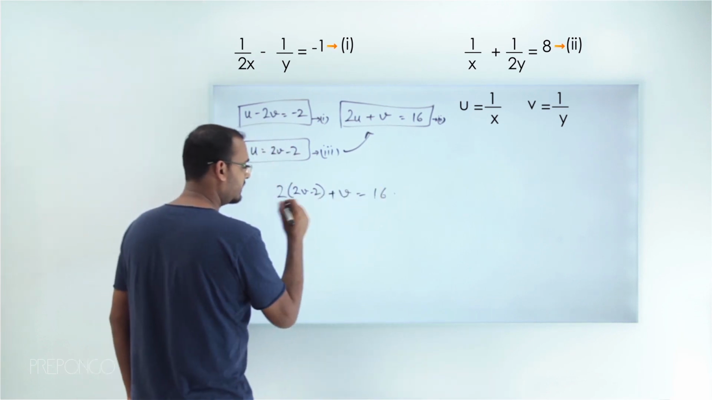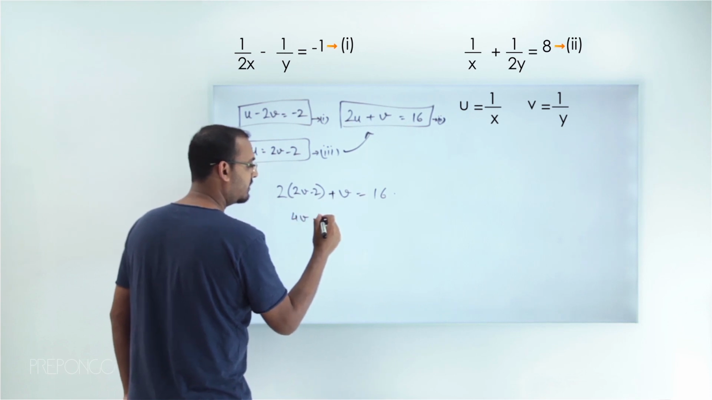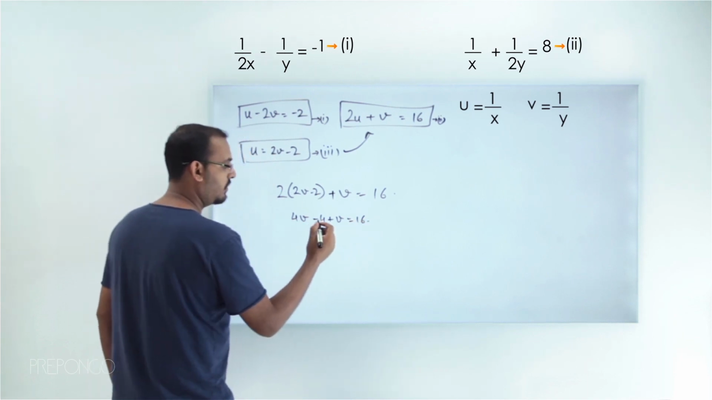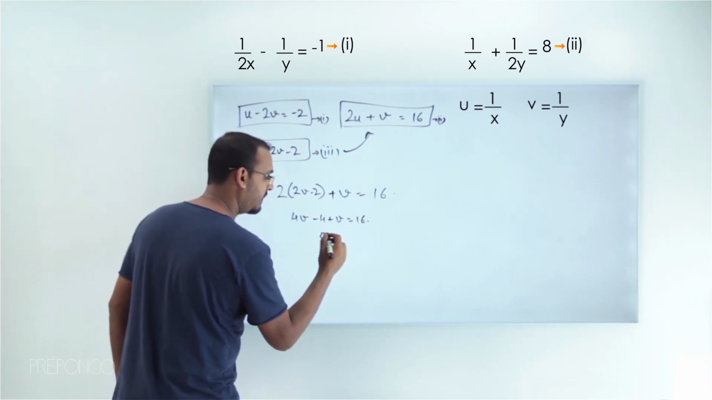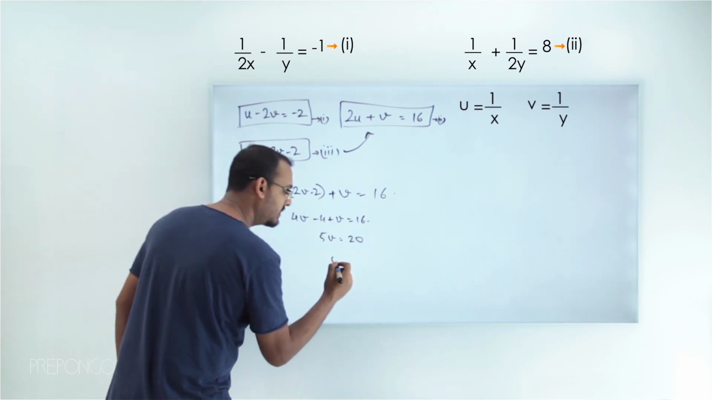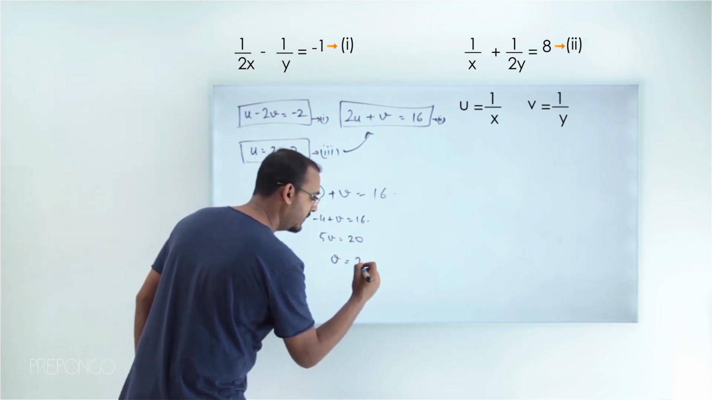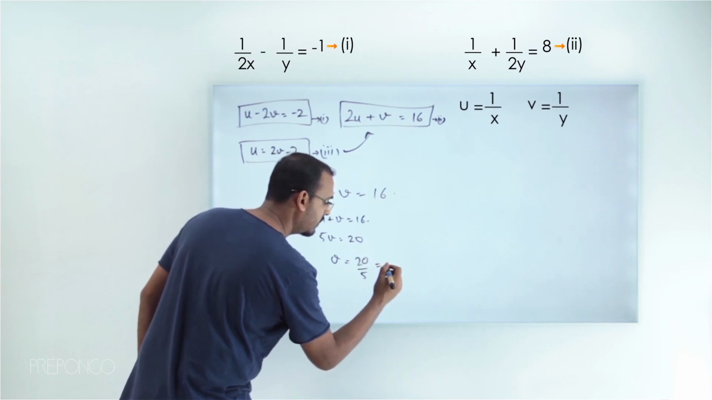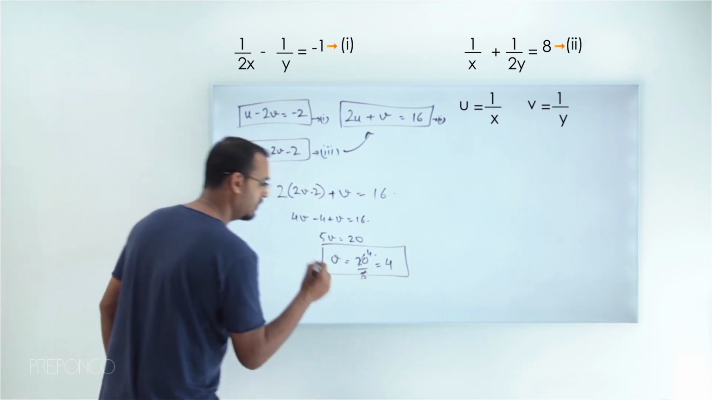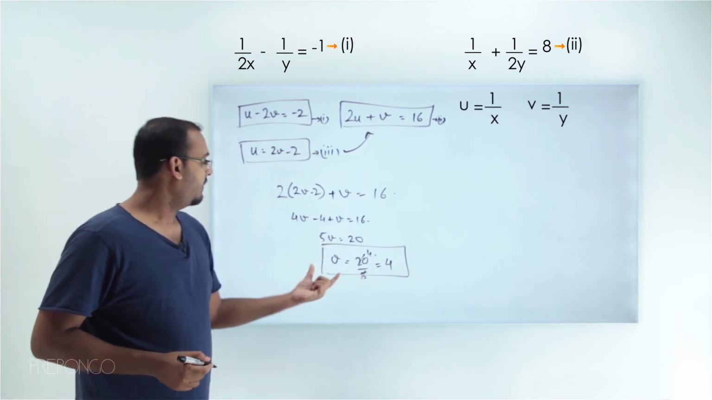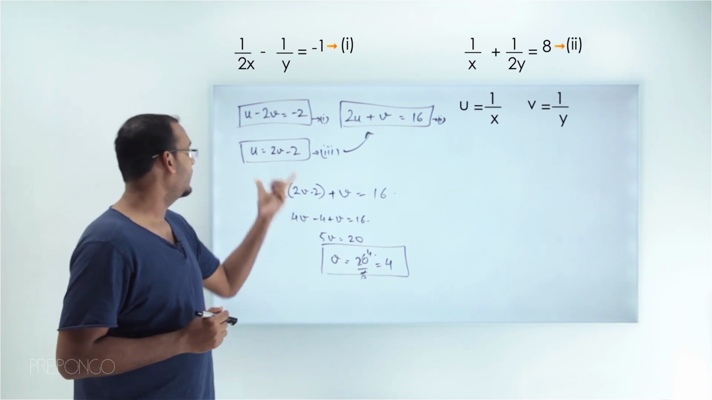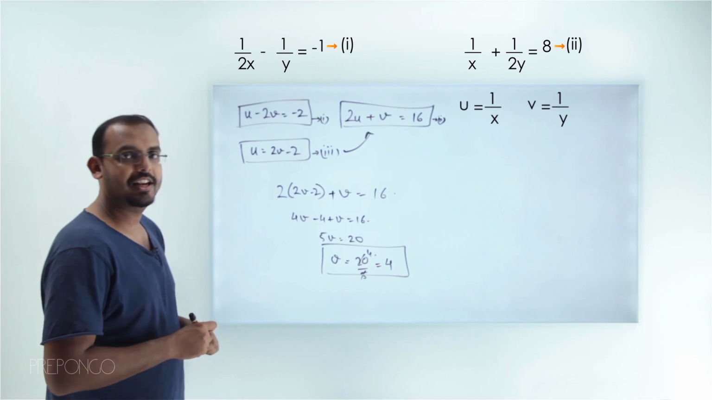So now if I simplify this, this gives me 4v minus 4 plus v is equal to 16. So if I take this 4 to the right hand side, this gives me 5v is equal to 20, right? 16 plus 4 is 20, which gives me the value of v as 20 by 5 or 4. So I have found out that the value of v is 4. Now I can substitute this value of v in equation 3 to get the value of u, right?